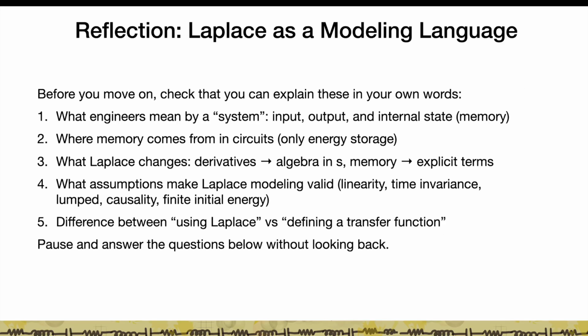Now, before we move on, check and explain these in your own words. Everything that follows depends on this foundation. What engineers mean by a system: input, output, and internal state. Where does memory come in circuits? What Laplace changes? That is, derivatives become algebra in S, memory becomes explicit terms. What assumptions make Laplace modeling valid? Linearity, time invariance, lumped models, causality, and finite energy. And the difference between using Laplace versus defining a transfer function.